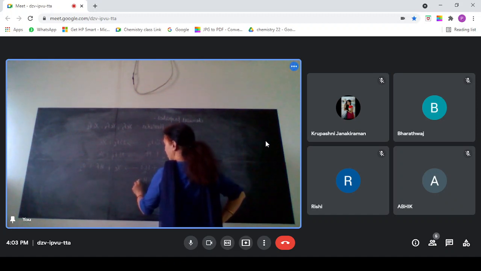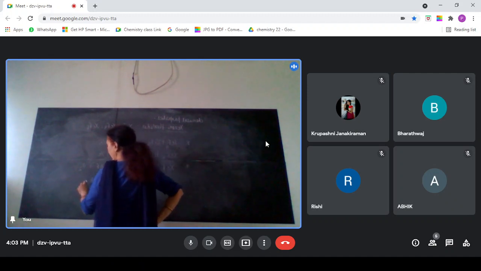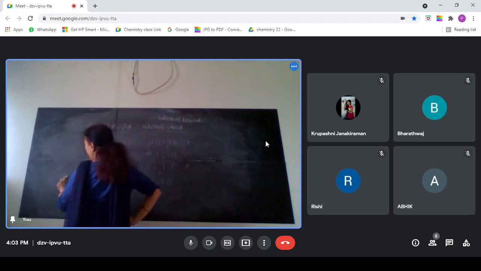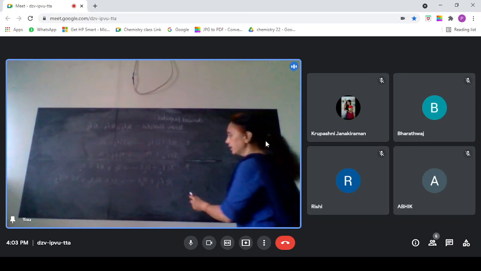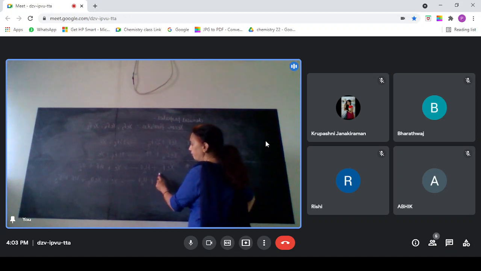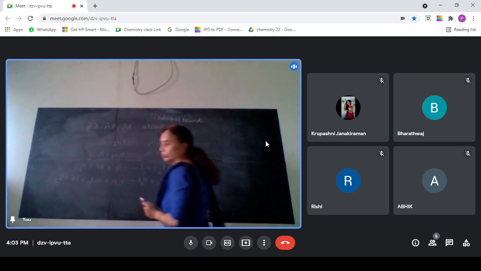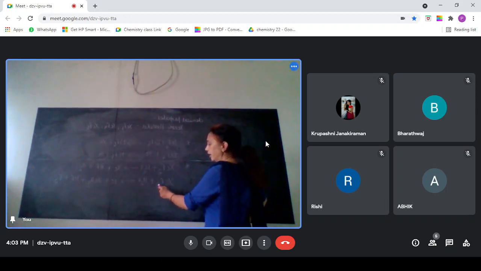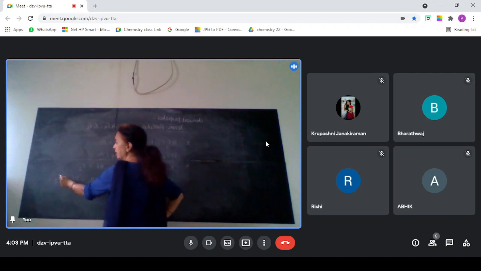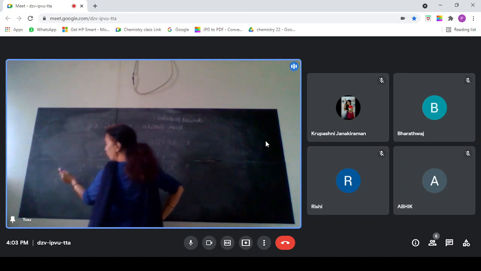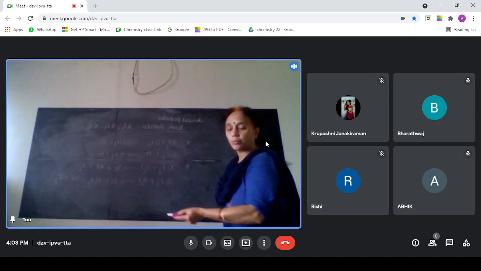XeF4 plus water giving Xe plus XeO3 plus HF plus F2. So remember here, xenon difluoride will give you xenon, HF plus O2. Xenon tetrafluoride will give you XeO3, HF plus F2. F2 if the water is small amount, oxygen if it is larger amount. I will tell you that later.